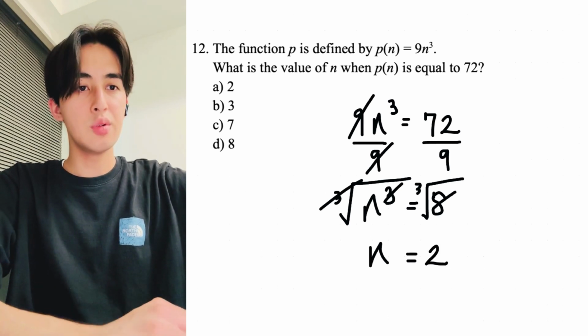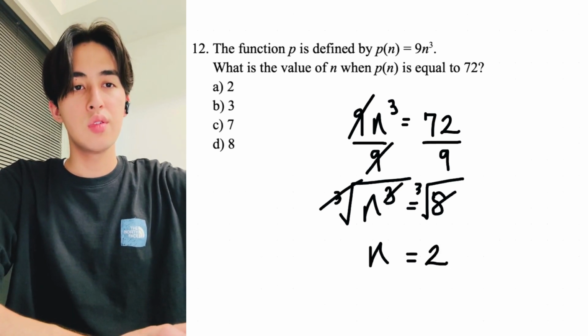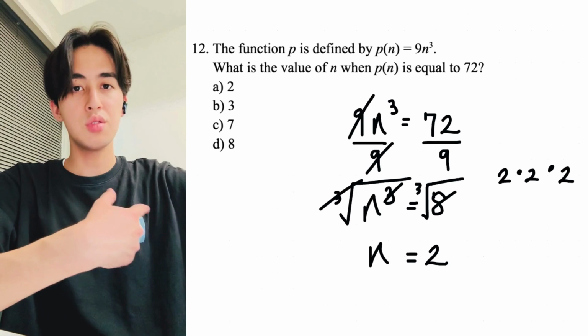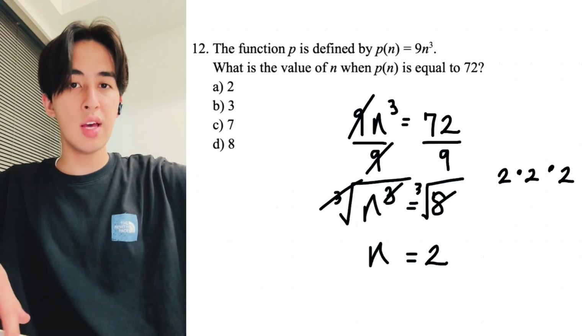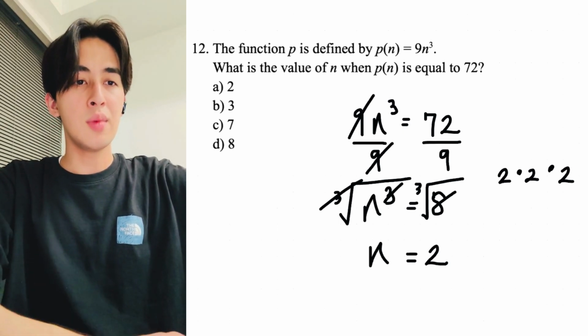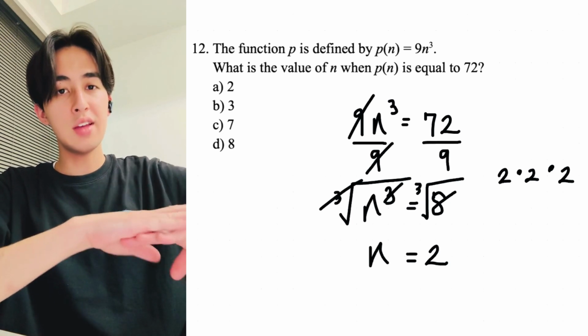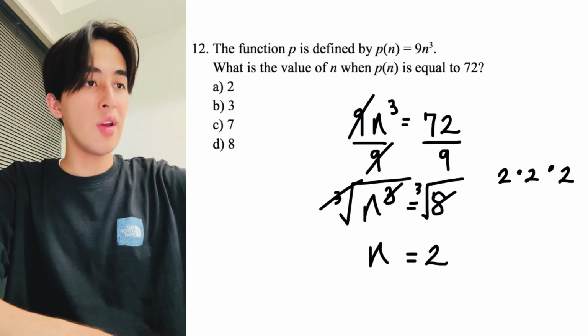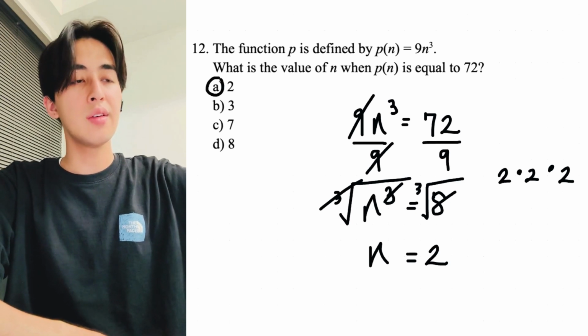We know it's 2 because 2 times 2 times 2 is 8, right? 2 times 2 is 4, 4 times 2 is 8. So that means that the cubic root of 8 is 2. So when we look at our answer choices, our answer has to be A, 2.